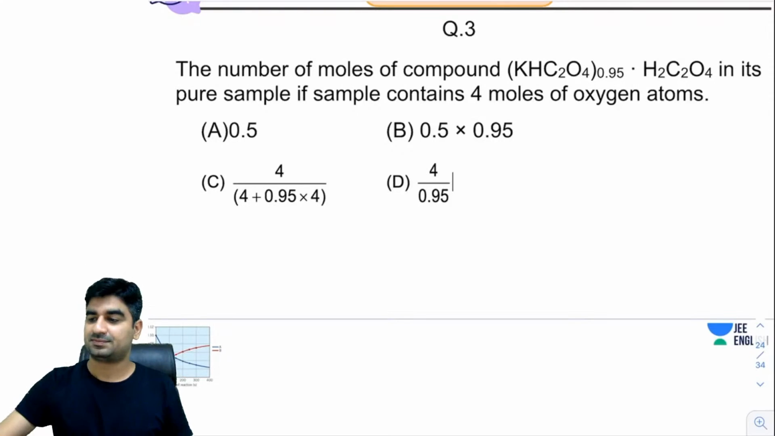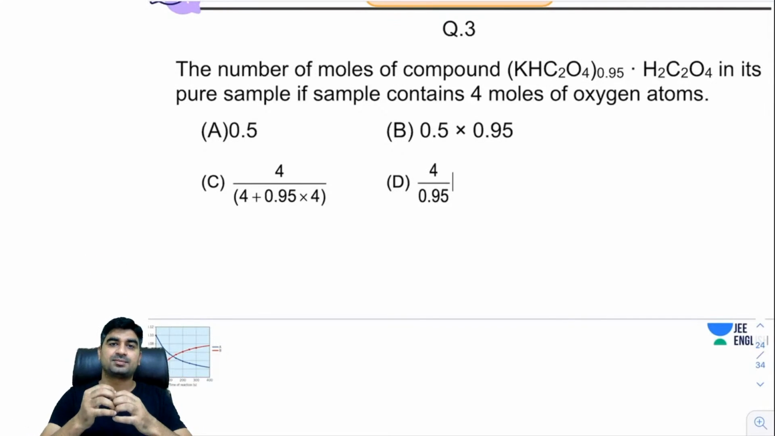Now solve it. Number of moles of this compound. The whole compound is given in its pure sample. If the sample contains 4 mole of oxygen atoms. Yes, how will you solve it?